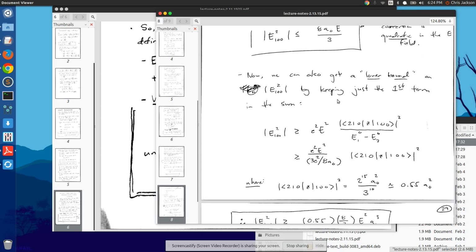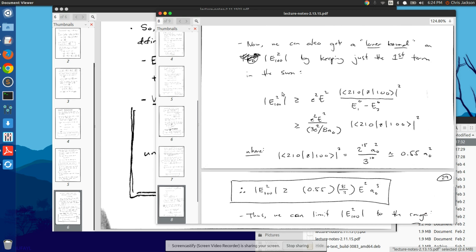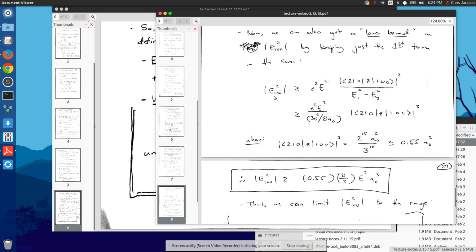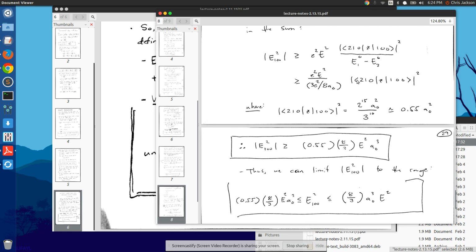It turns out you can also get a lower bound on this energy correction by keeping just the first term in the sum, because each term is going to be higher in energy. Remember, this minus sign for the bound states takes some work to get used to. So it's telling us that the lower bound is going to be this. All we're doing is keeping the first term in the sum, the n equals 2 term.